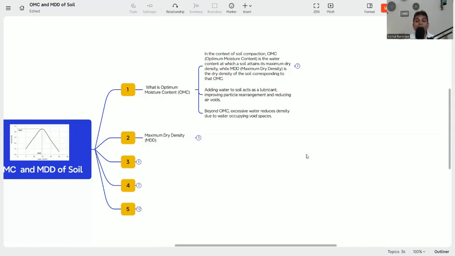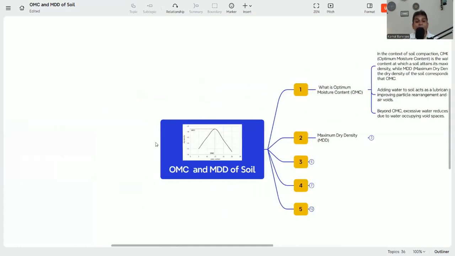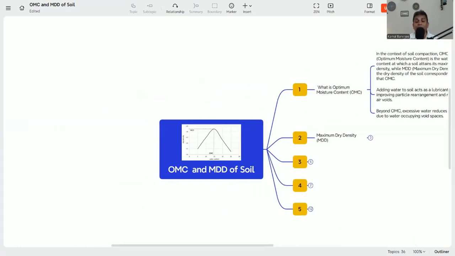But now we are adding water, so again, if the water is more, it becomes a problem. So we need to find out that point when the density of the soil is maximum, so that we can say our compaction has been achieved. How can we see this? From this graph, we can easily find out.